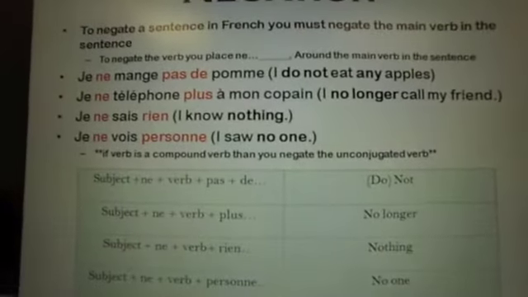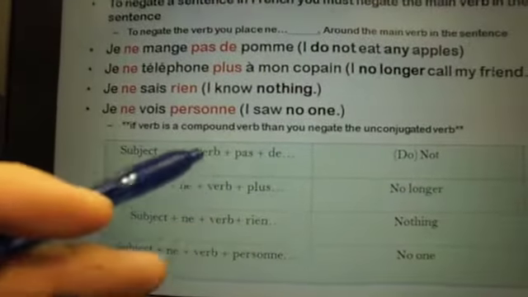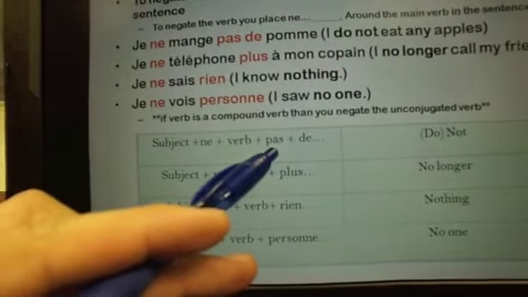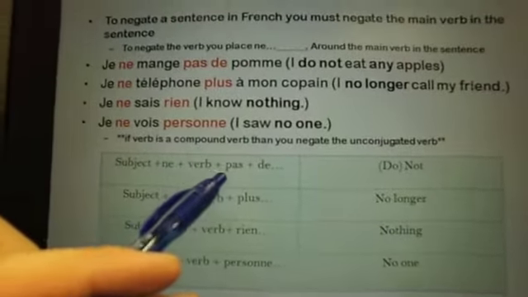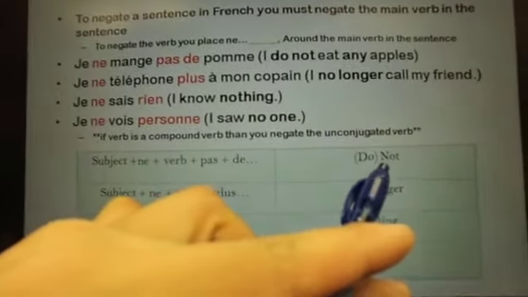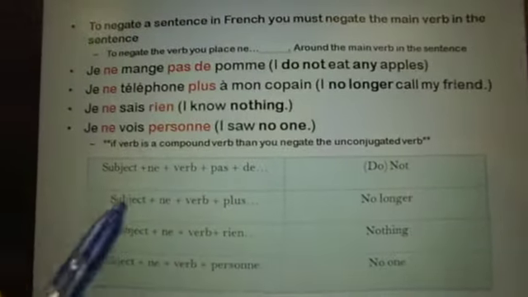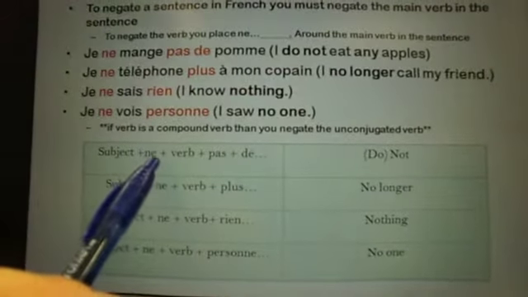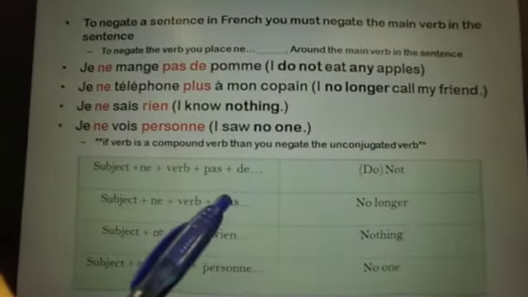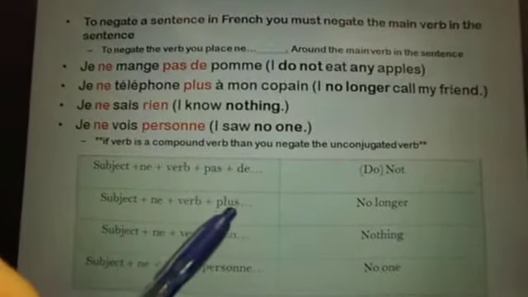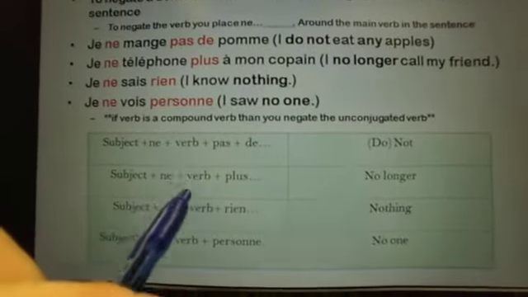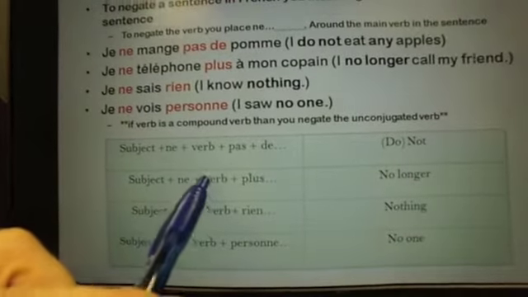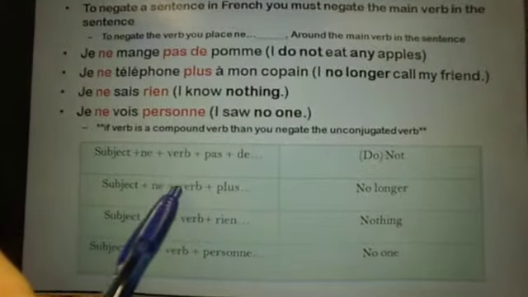So for example, now we'll jump over here, okay? There's the first and most common way of negating: ne verb pas. When you have ne pas around the verb, that simply translates to do not or not. So if your verb was to eat, and you put ne pas around it, it now becomes not eat, to not eat. Ne plus around the verb means no longer. So if I had eat in between, it now becomes whatever the subject was, no longer eats.